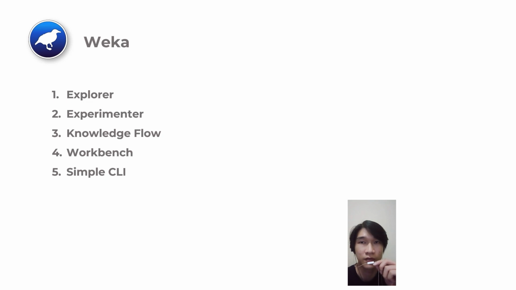And the fourth one is a Workbench. It is a combined feature of Explorer, Experimenter, and Knowledge Flow that makes it easier for users to perform data analysis without having to open several Explorer, Experimenter, and Knowledge Flow features like that. And the fifth one is Simple CLI. It is a feature that allows users to use the command line according to standard classifiers and filters when analyzing the data.